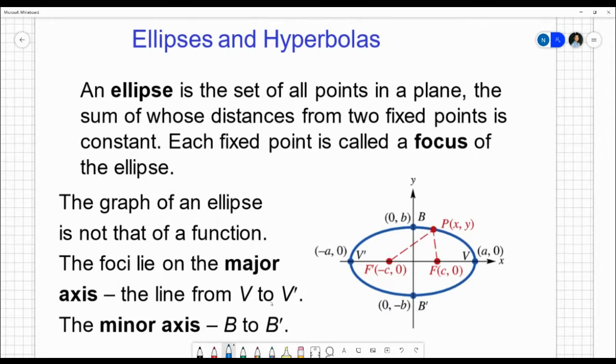All right, so we have the major axis. Now remember that the major axis always runs through the foci. So here our major axis is along the x-axis, and our minor axis is perpendicular to that.